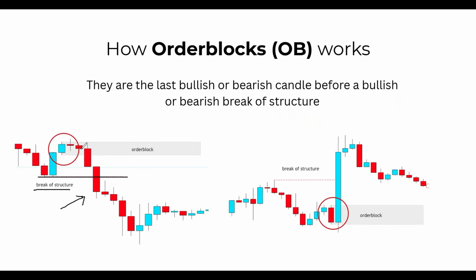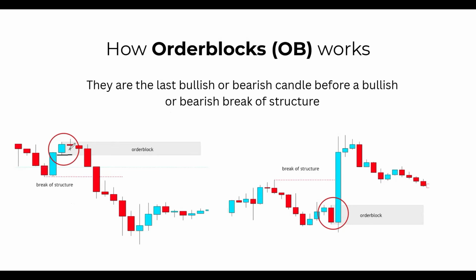What's going to happen is it's going to leave an order block. Now, the order block is the last bullish or bearish candle before a bullish or bearish break of structure. So we have the bearish break of structure here. So what's the last bullish candle before this break of structure? This blue candle here is the last bullish candle before the break of structure. So that's our order block.